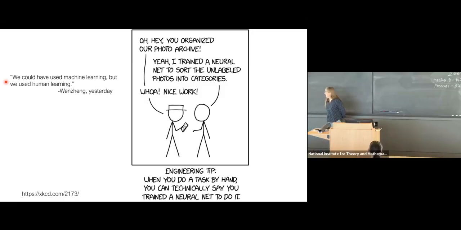So this is an XKCD comic. And the tip is, when you do a task by hand, you can say that you trained a neural net to do it, right? Okay, so Wenjing, you could point that out. So all of the work in this talk involves trained neural nets, okay? Technically, right? So that's what we're doing.